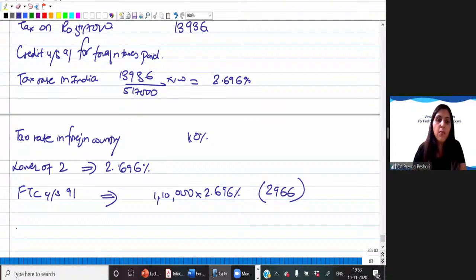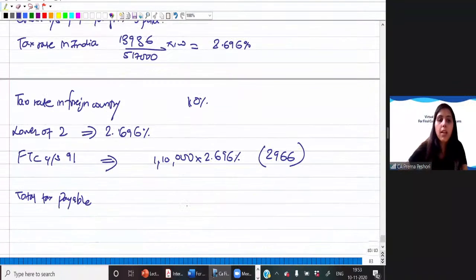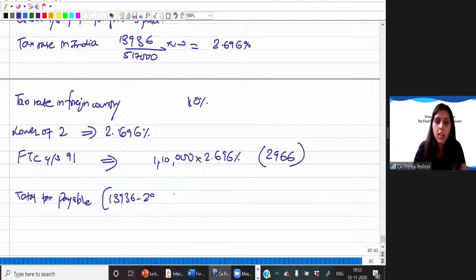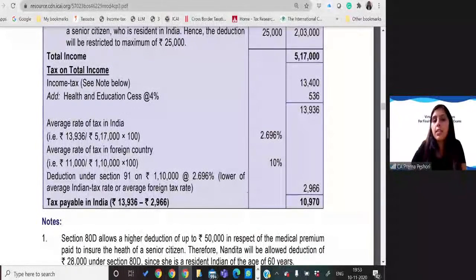2,966. And therefore, total tax payable in India is 13,936 minus 2,966, which comes to how much? 10,970.